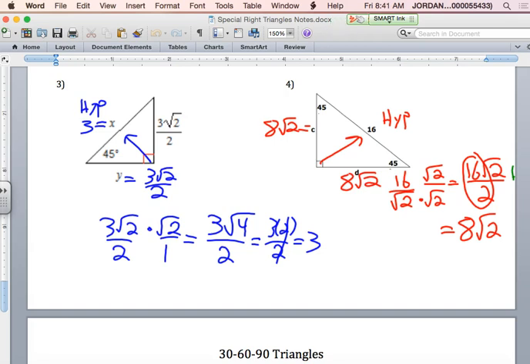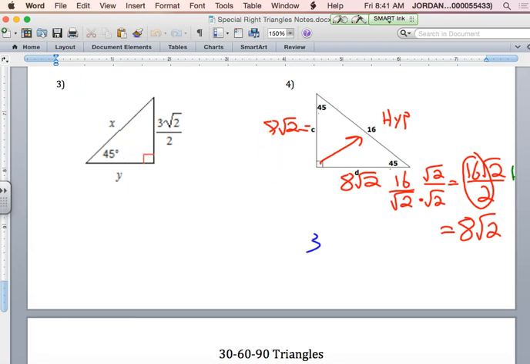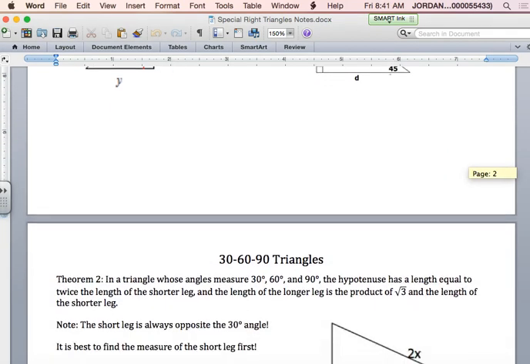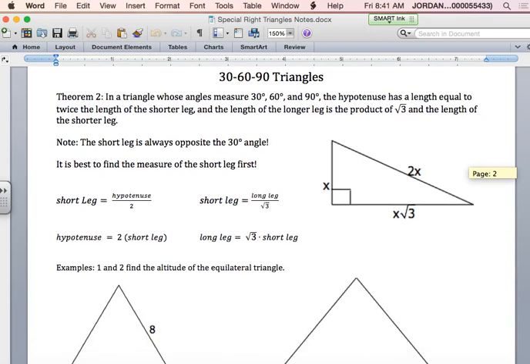Alright, so that's all for the 45, 45, 90. That's about as hard as it gets. So let's look now at the other special type of triangle, which can be a little bit tougher, but not that much. And this is a 30, 60, 90 triangle. So this is when you have a 90-degree angle, a 30-degree angle, and a 60-degree angle. Okay, so in a triangle whose angles are 30, 60, 90, the hypotenuse has a length that's equal to twice the length of the shorter leg.